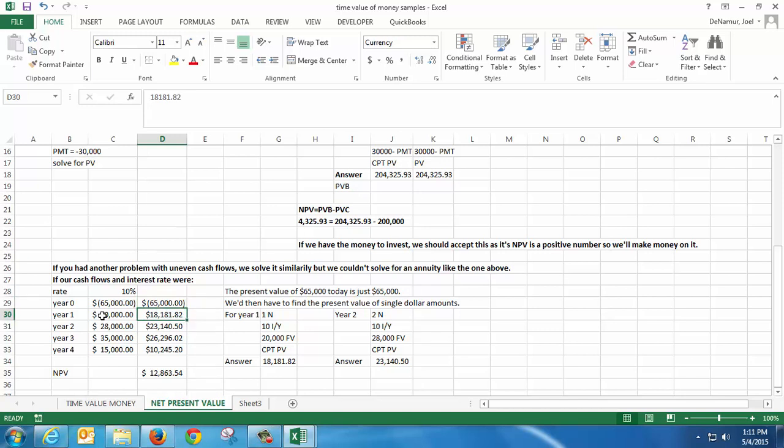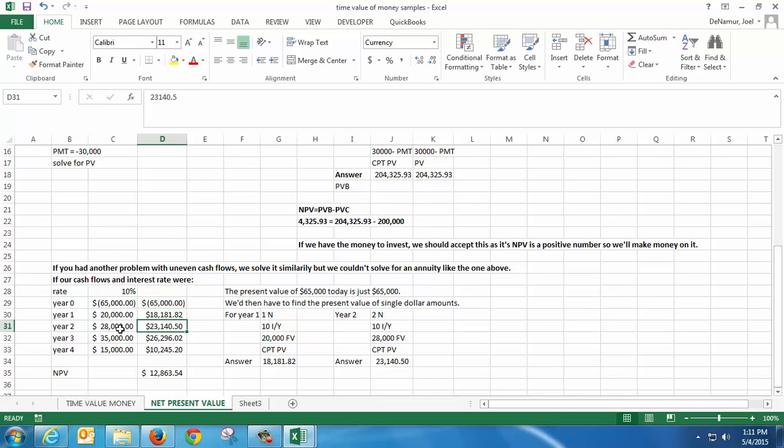The present value of $20,000 a year from now, you guys did this back in Chapter 8. Okay, so our N would be 1, our interest rate would be 10%. This is a future value. This happens a year from now. Then we just compute the present value, and I'll just plug that in here, 18,181.